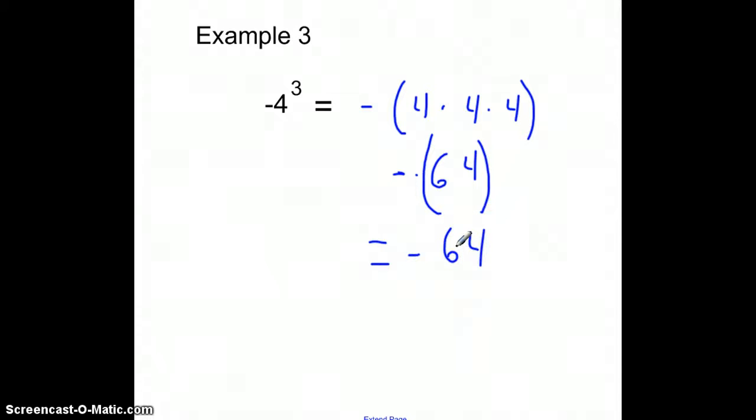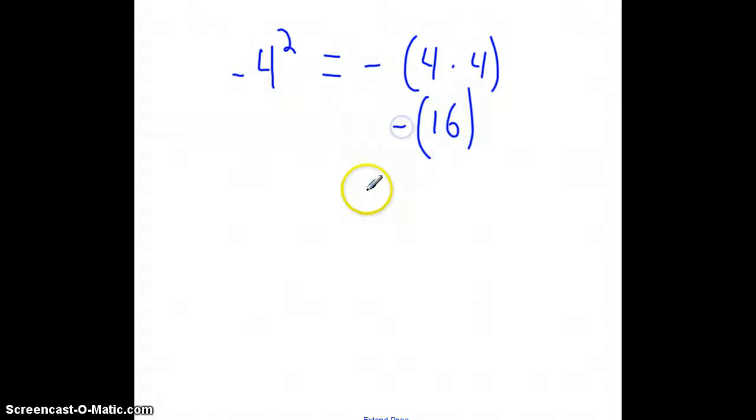And you may be saying, well, gee, same thing, doesn't make a difference. But it really would if we had an even power here, and we'll take a look at that one here. If we had this situation, this is the same thing as 4 times 4, which is 16, and then you take on that negative.